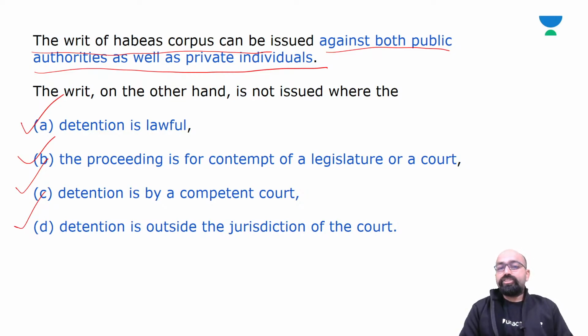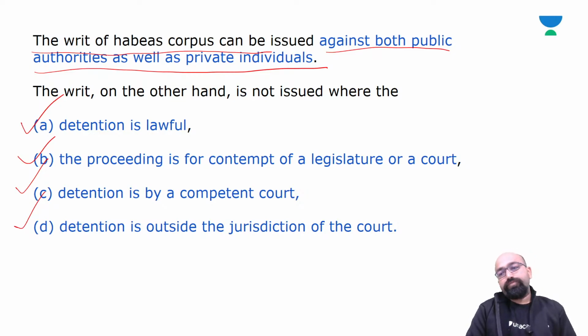So, habeas corpus is not issued where detention is lawful, the proceeding is for contempt of a legislature or a court, detention is by a competent court, and detention is outside the jurisdiction of the court. Now, we'll see one case, that is Rudul Shah versus State of Bihar. In that case, the habeas corpus writ was issued. Now, in that case, what happened?